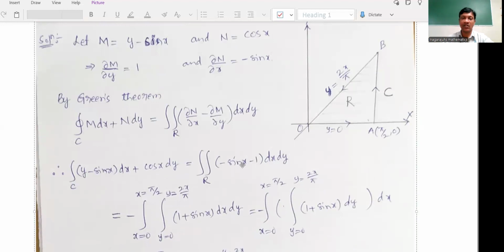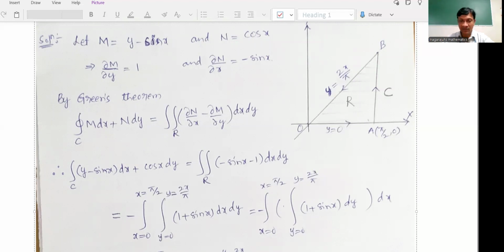Here let us take minus common outside. So then we are getting minus double integral over the region R of (1 plus sin x) dx dy. But here you have to observe the limits: x is constant, x is equal to 0 to x is equal to pi by 2. For this area, the lower curve is y is equal to 0 and the upper curve is y is equal to 2x by pi. So for the double integral, we are taking minus integral x is equal to 0 to x is equal to pi by 2, integral y is equal to 0 to y is equal to 2x by pi of (1 plus sin x) dx dy.